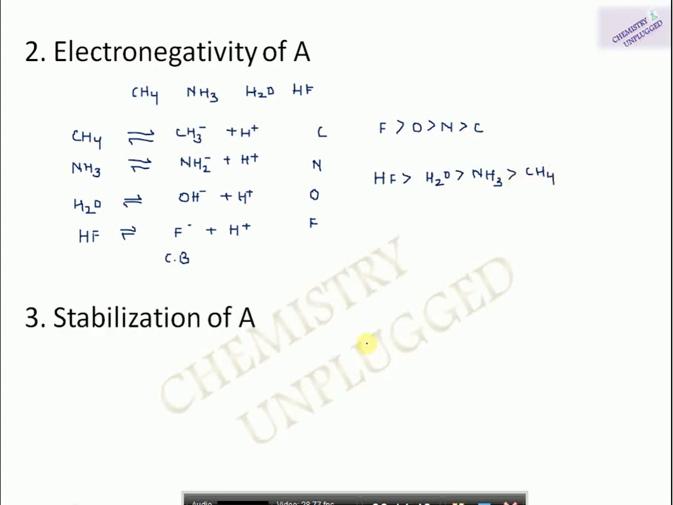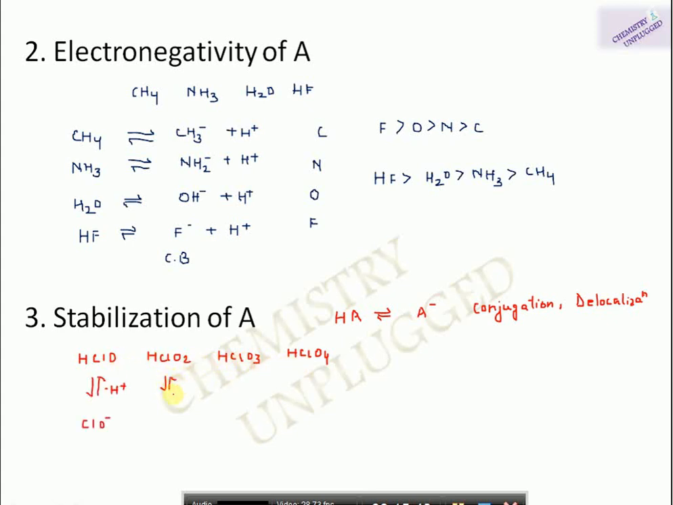Third is stabilization of A, the stabilization of the conjugate base formed. This stabilization can be done by conjugation and delocalization. For example, we have four acids, HClO, HClO2, HClO3 and HClO4, and we want to compare their acidic strengths. So first we will form their conjugate bases. These will be ClO minus, ClO2 minus, ClO3 minus and ClO4 minus.